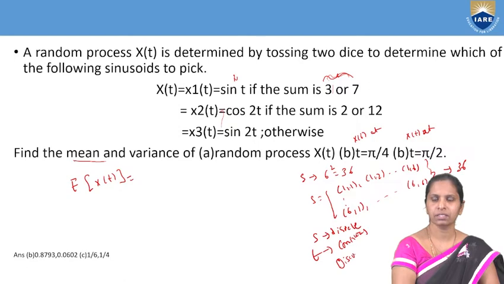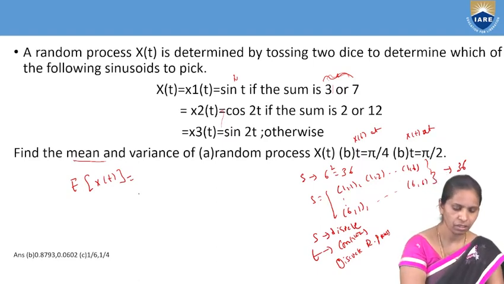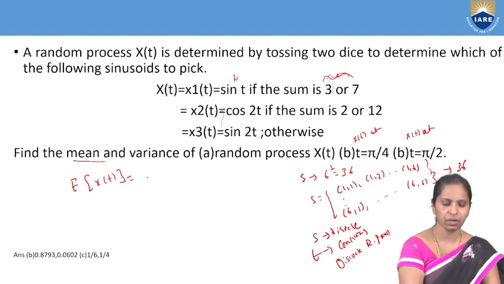If S is discrete and T is continuous, then it is called as what? A discrete random process. If T is continuous, I'll call it a process. If T is discrete, I'll call it a sequence. Since T is continuous, it is called as what? Random process. Okay. Now, for a discrete random process, how do you calculate the mean?